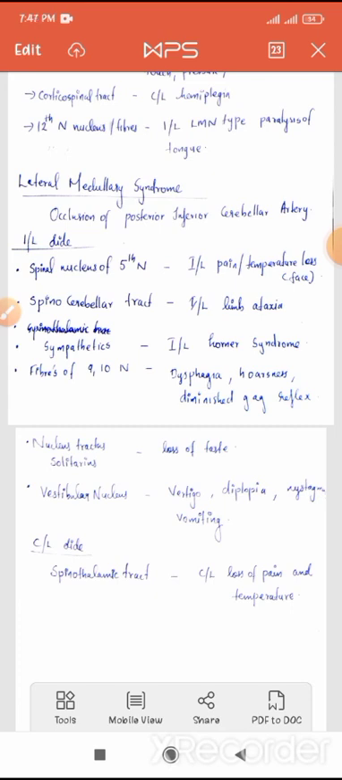Next is the spinocerebellar tract, so there will be ipsilateral limb ataxia. Then there will be sympathetic involvement, so there will be ipsilateral Horner syndrome. Then there will be involvement of the fibers of the 9th and 10th cranial nerves, so there will be dysphagia, hoarseness and diminished gag reflex.